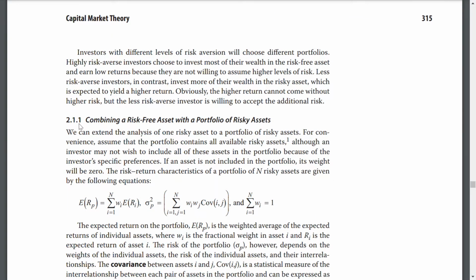Investors with different levels of risk aversion will choose different portfolios. Highly risk-averse investors choose to invest most of their wealth in risk-free assets and earn low returns because they are not willing to assume higher levels of risk.